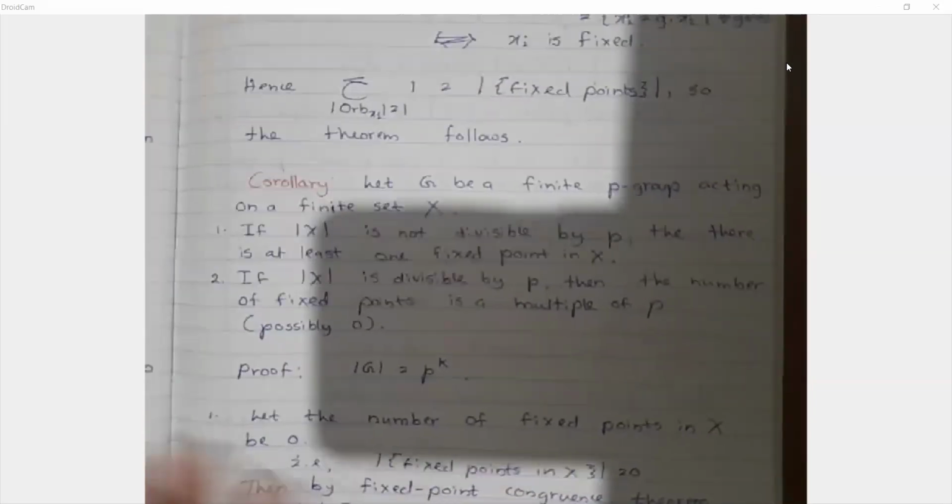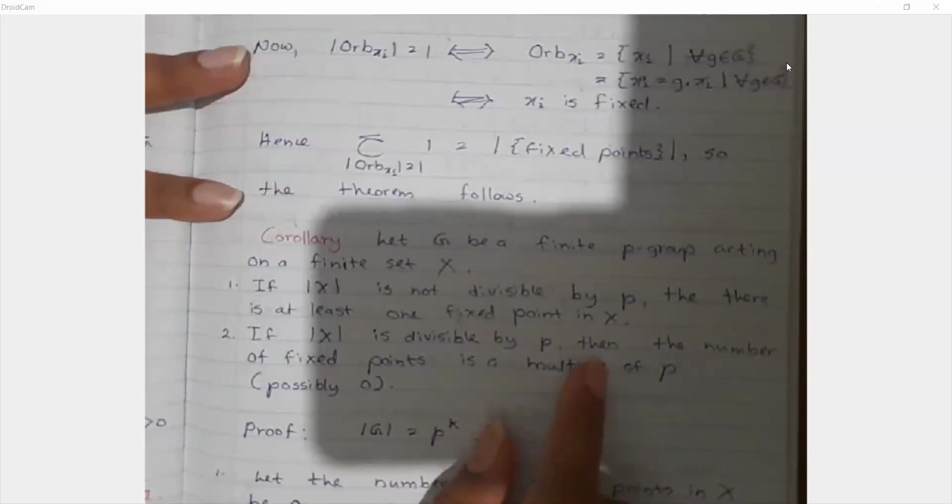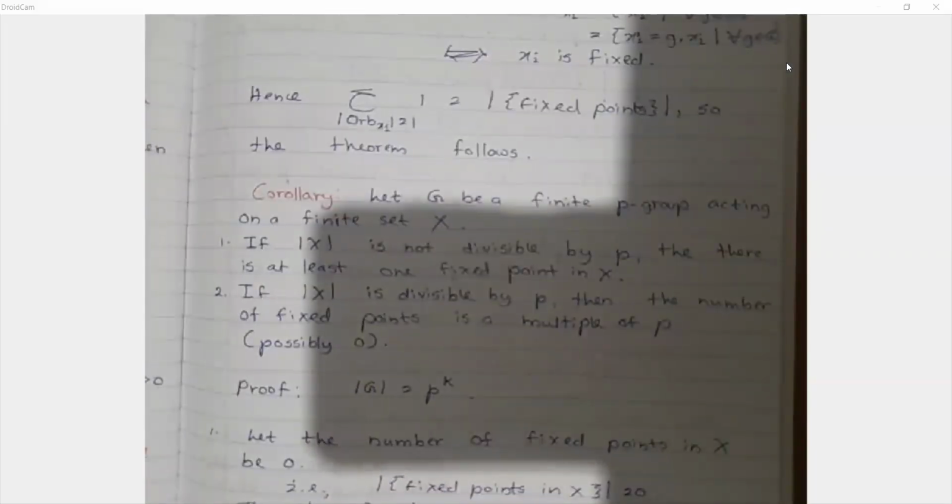Okay, then we proved this corollary, which states that G is a finite P group acting on a finite set X, and in the proof we used the fixed point congruence. If the order of X is not divisible by P, then we must have at least one fixed point. On the other hand, if it is divisible by P, the number of fixed points must be a multiple of P, even 0. Right?